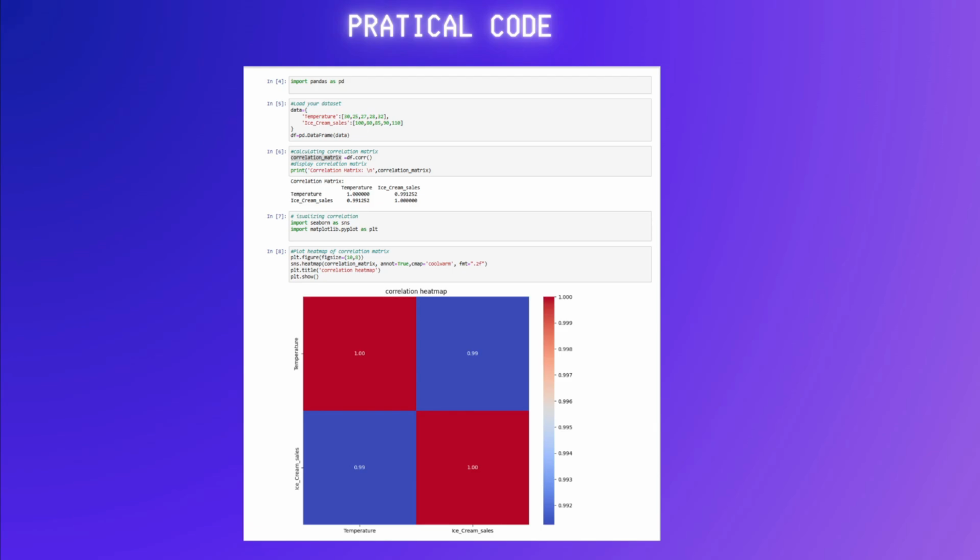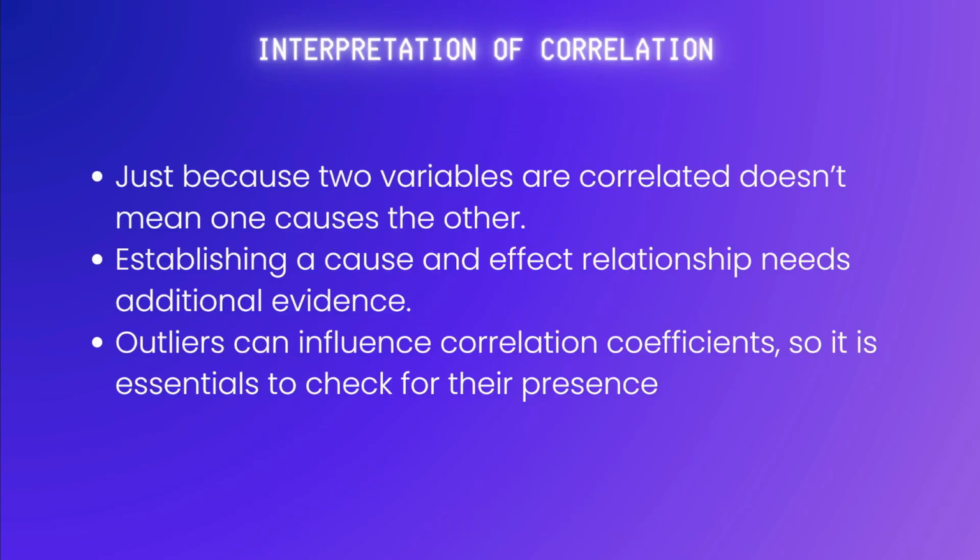Now let's see the interpretation of the correlation. Correlation doesn't imply causation. Just because two variables are correlated doesn't always mean one causes the other. We always need to consider the context of our data and the possibility of other factors. Establishing a cause and effect relationship needs additional evidence, and also outliers can influence the correlation coefficient, so it is essential to check for their presence as well.